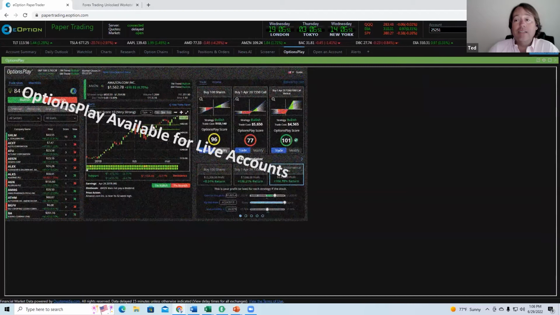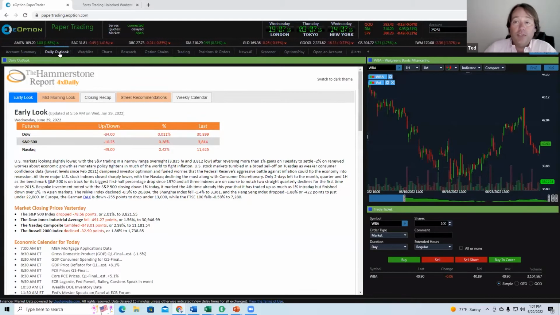Now this one you can't see on this because it's not an open account trading platform, but options play is available for all live accounts. I seriously suggest that you check it out on their website and get some information about it. It's a really helpful tool. You can also set alerts, so when the market actually triggers off at certain levels in the stock market or in your options, it'll let you know. All right, so let's start out with our daily outlook.